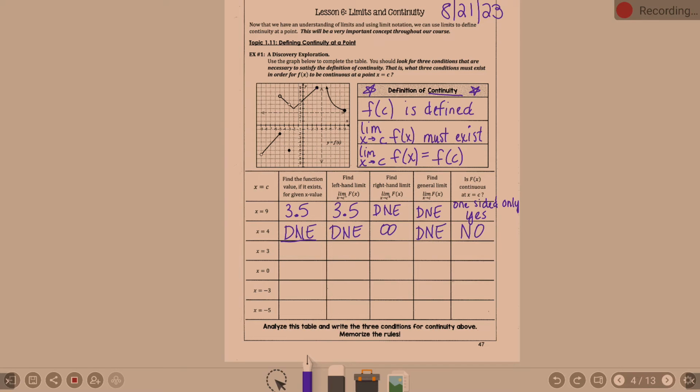Okay, what about 3? 9. What about the left-hand limit? 9. What about the right-hand limit? D and E. What about the general limit? D and E. Is it continuous? No.